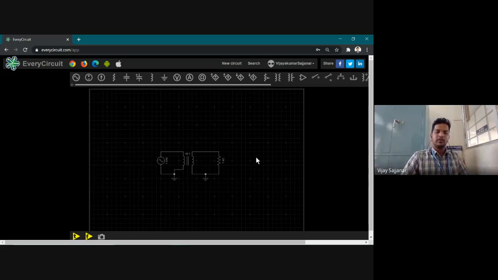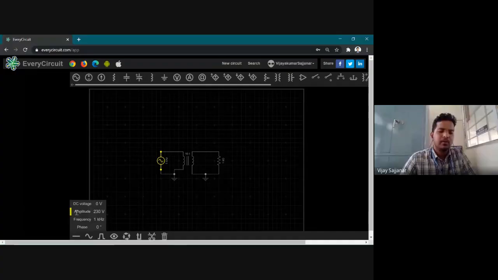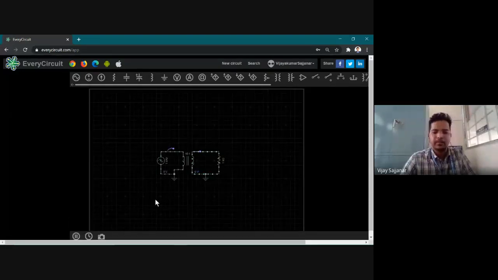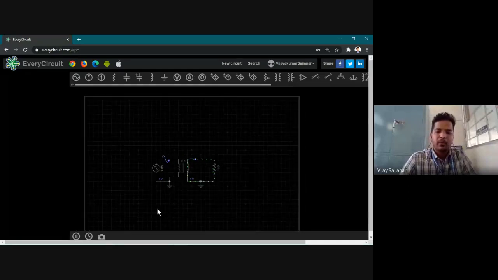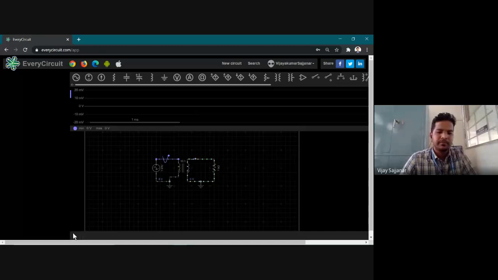So what is our expectation? Here the amplitude is 230 volts, frequency 1 kilohertz. The output here should be 230 divided by 10, which means 23 volts, at the same frequency. Okay, let's run it. The circuit is running. Let's observe the waveforms.